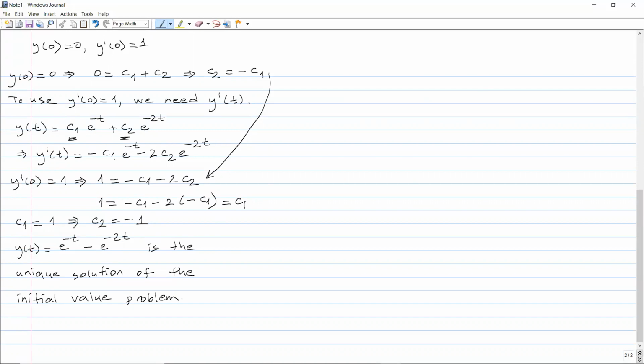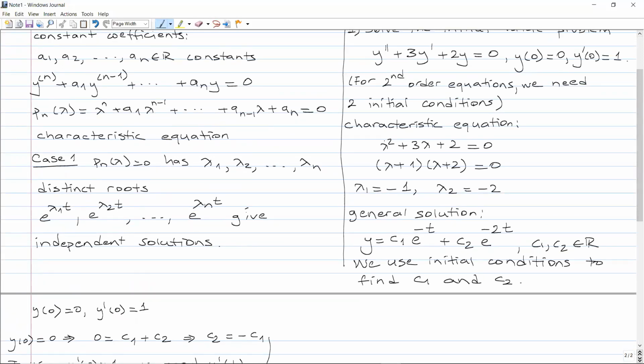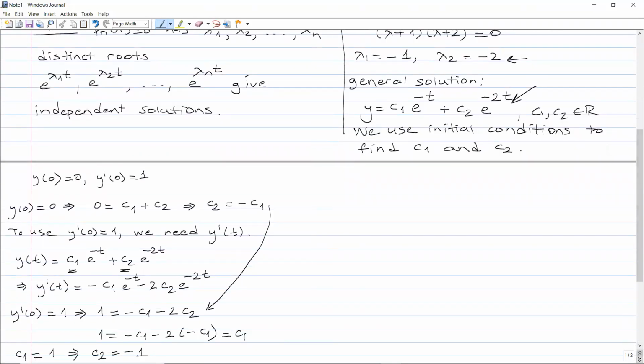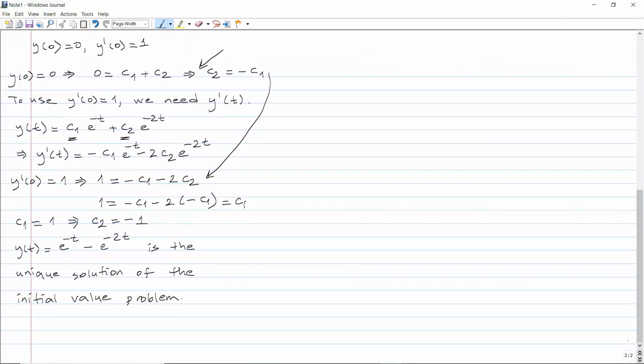Okay, so let's summarize what we do to solve such a problem. First, we write the characteristic equation using the coefficients in our differential equation. We find the roots of the characteristic equation. Using the roots, we write the general solution. And then in this general solution, we use the first initial condition to find the first equation. And using that first equation, we find a relationship between constant C2 and C1.